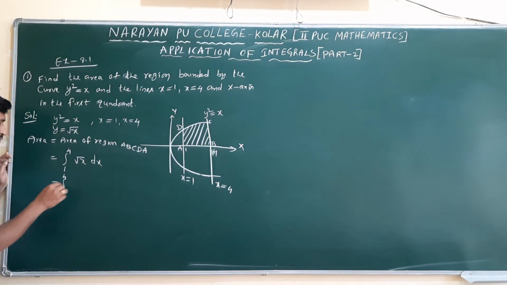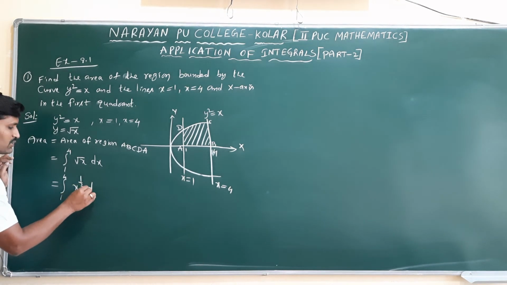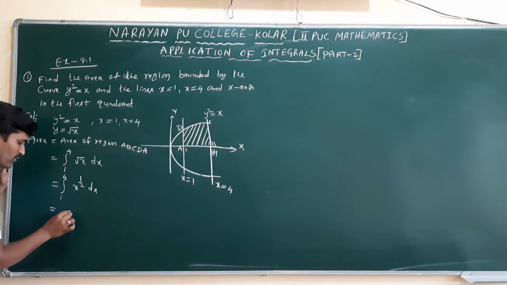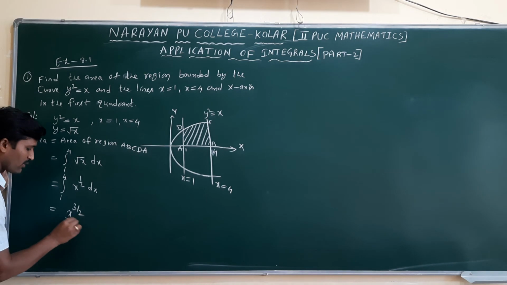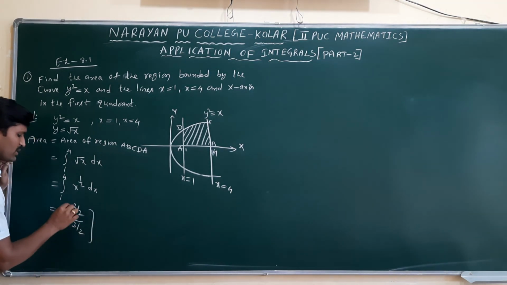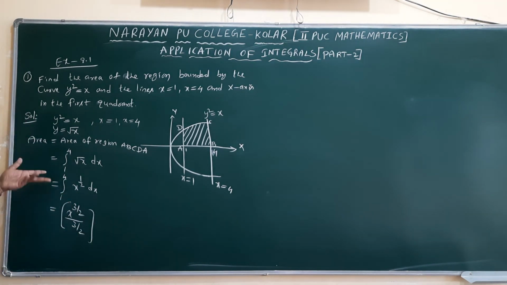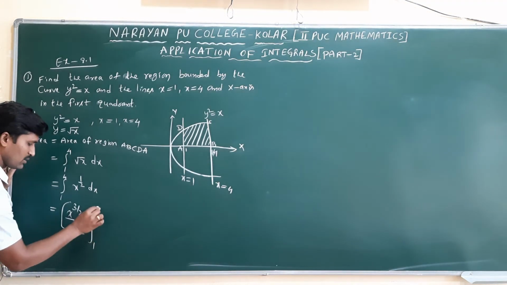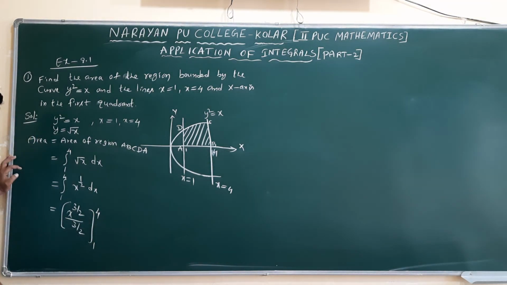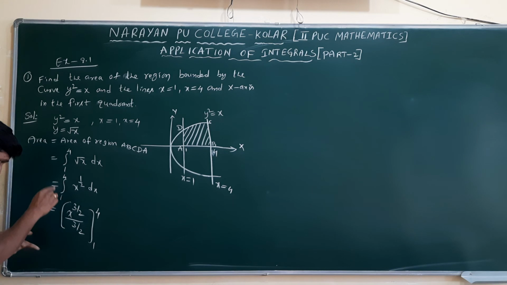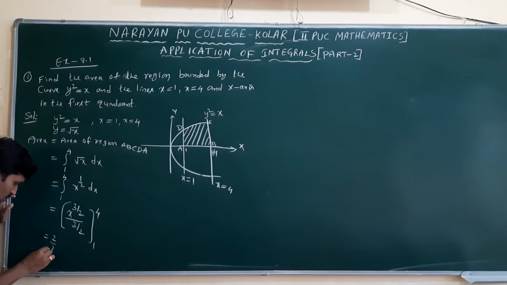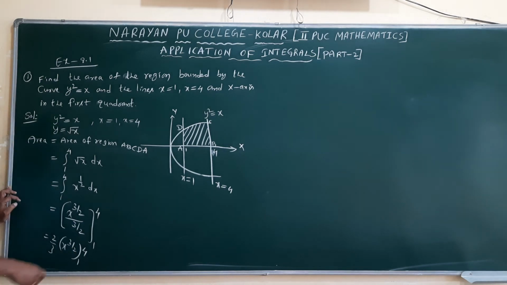Integral 1 to 4, this you can write x power 1 by 2 dx. Integral of x power 1 by 2 is x power 3 by 2 by 3 by 2. How? x power 1 by 2 plus 1 is 3 by 2, divided by 1 by 2 plus 1, from 1 to 4. Now 3 by 2 becomes reverse, 2 by 3, x power 3 by 2 from 1 to 4.